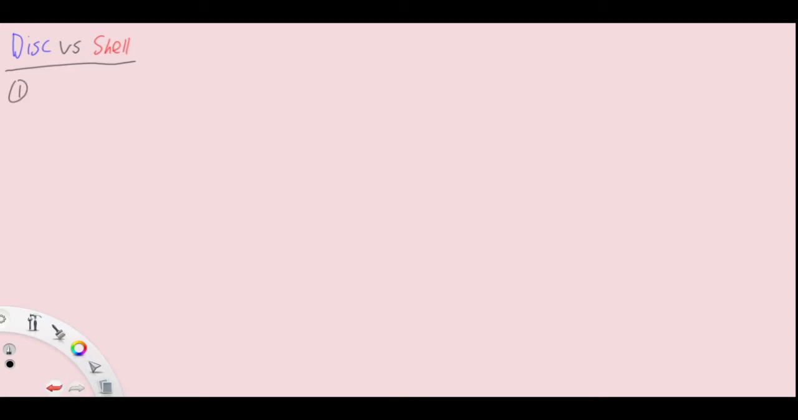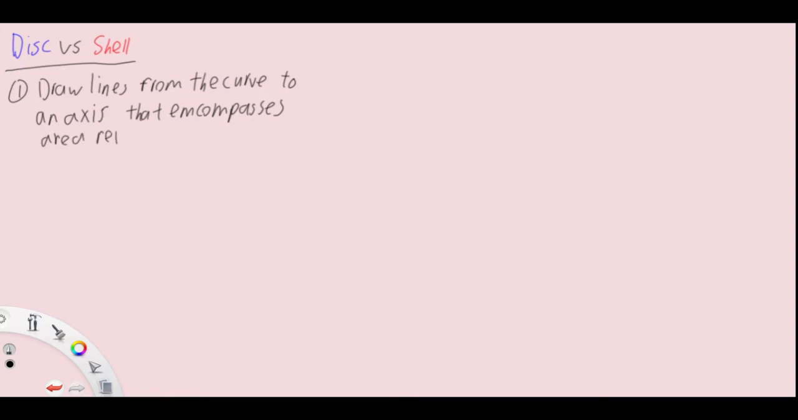The first step is to draw lines from the curve to an axis, so either axis that encompasses the area that is being revolved. Alright, so this will be the first step.